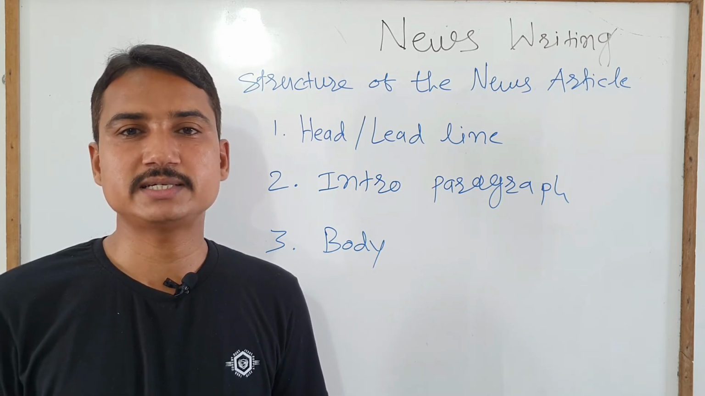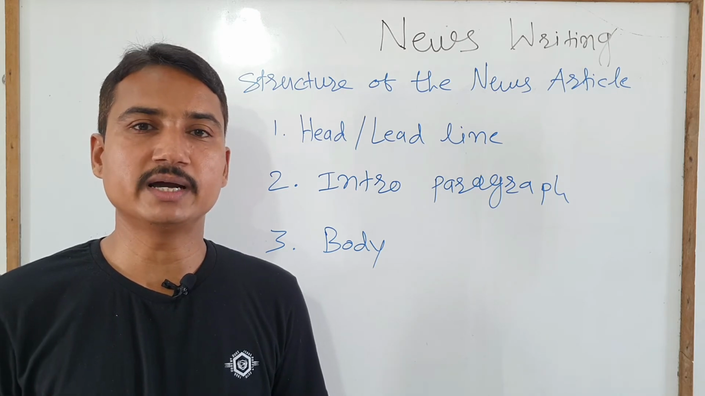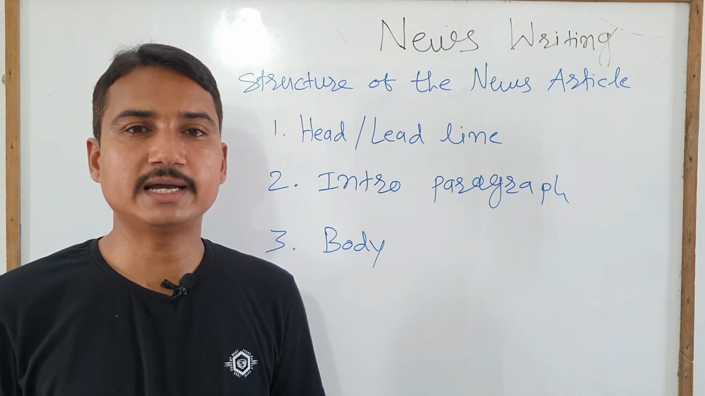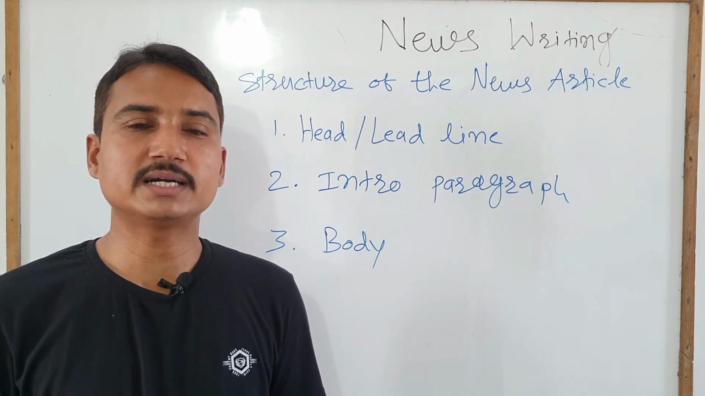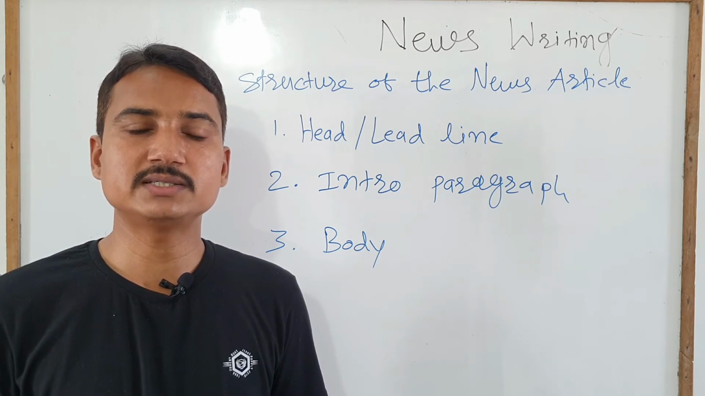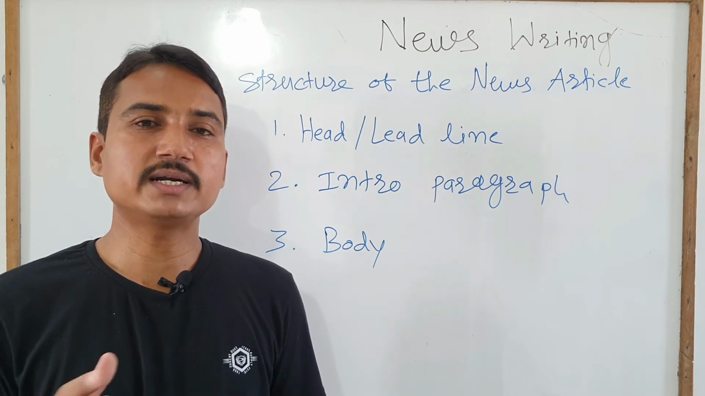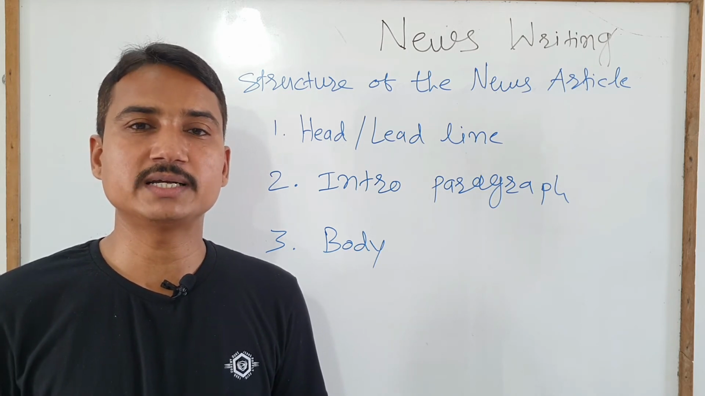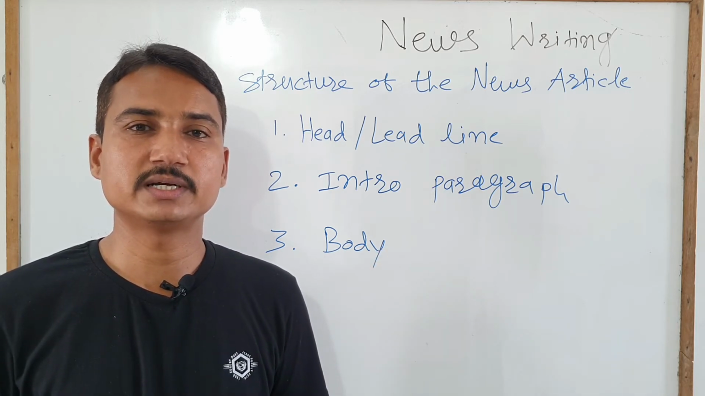Primarily, there are three sections of any news article that appears in the print media. First, the headline, that is also called the lead line. Second part comes when we get a short and concise information about the news, that is called the intro paragraph, sometimes introduction. Third and most important part of any news article is the body. Let us try to understand each of it.